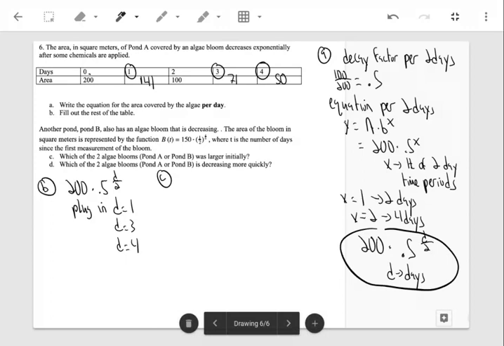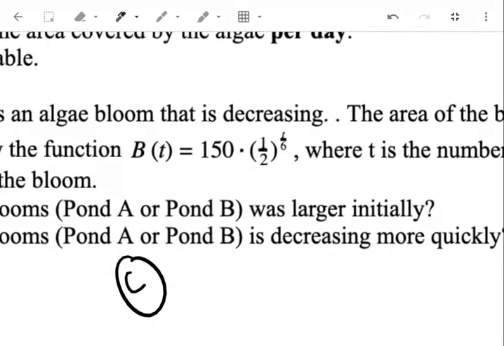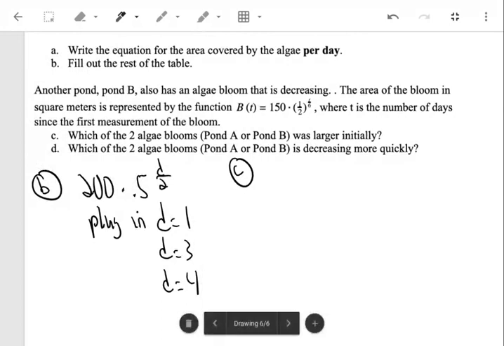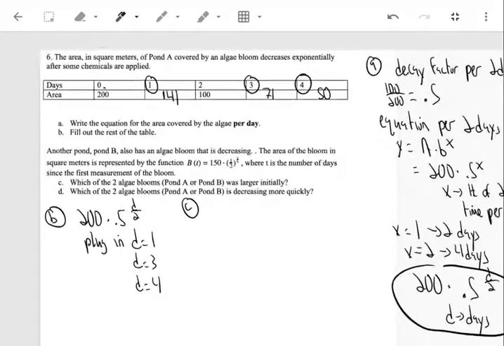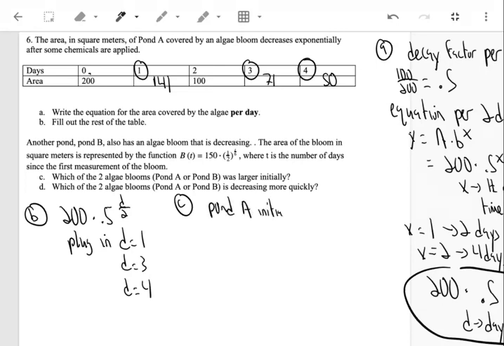Another pond B has an algae bloom that is decreasing. The area of the bloom in square meters is represented by the function B of t. Now let's zoom in here and look at the function, okay, where t is the number of days. Which of the 2 algae blooms, pond A or pond B, was larger initially? So for pond A, my initial value was 200.